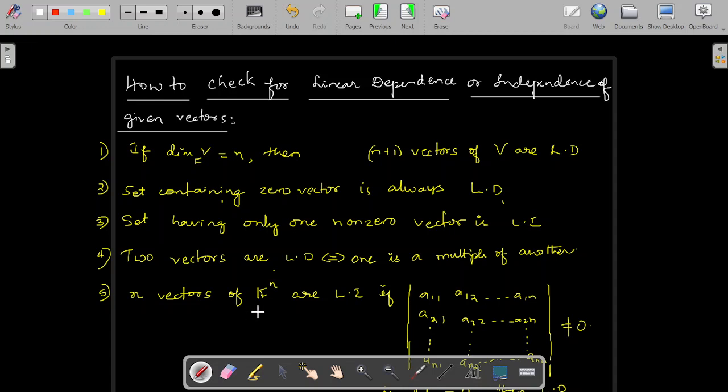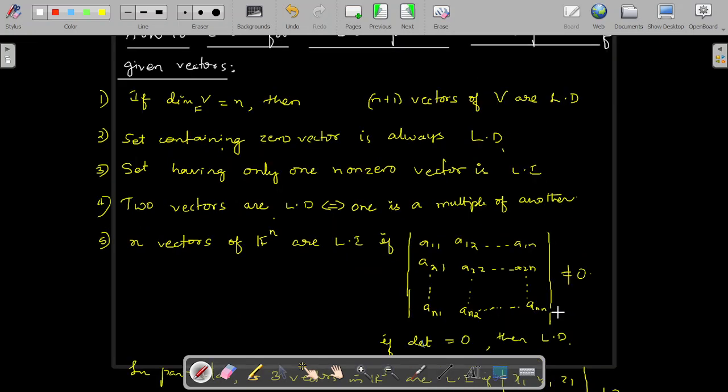For n vectors of F^n, this is a method to check whether they are linearly independent or not. You have to evaluate the value of the determinant. Form a matrix whose rows are the given vectors, then evaluate its determinant. If the determinant is not equal to 0, then the given vectors are linearly independent. If the determinant is equal to 0, then the vectors are linearly dependent. These points you have to remember before solving the problems.